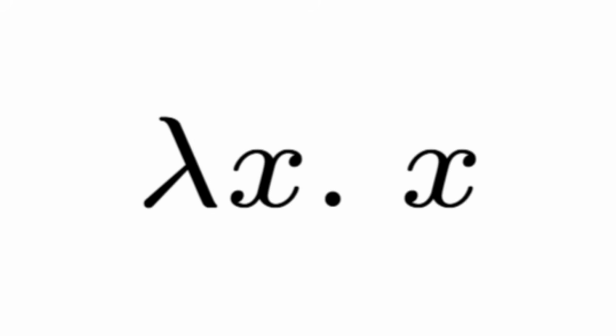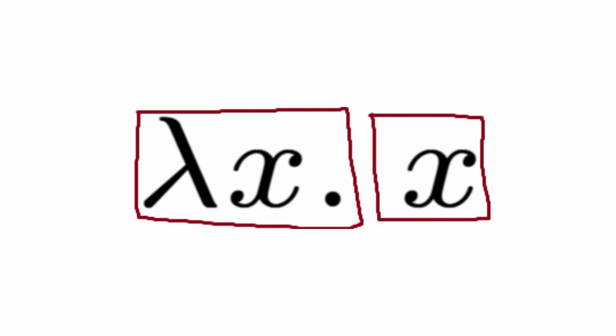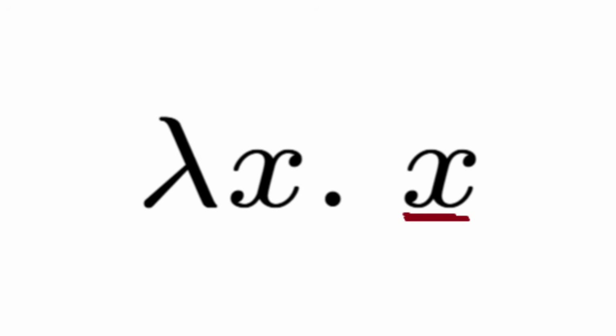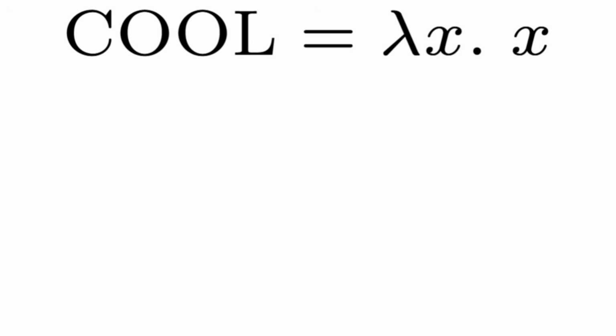Every function is written like this. Now very simply, lambda tells us the input variable of the function, which is the term after it. In this case, it would be x. Next there is a dot. That just separates the first part from the second. What comes after the dot is the instructions. In this case, also x, but it could look like other things. This function we can call cool.